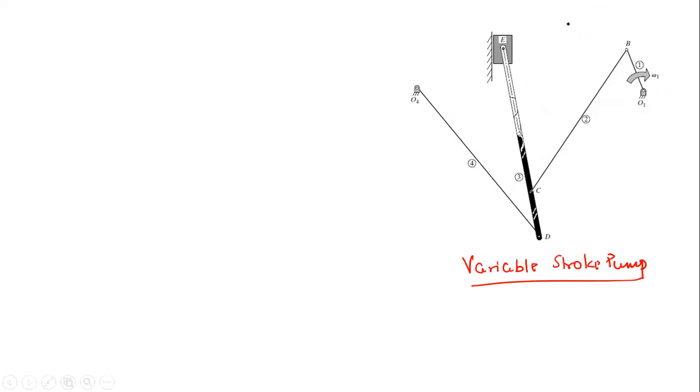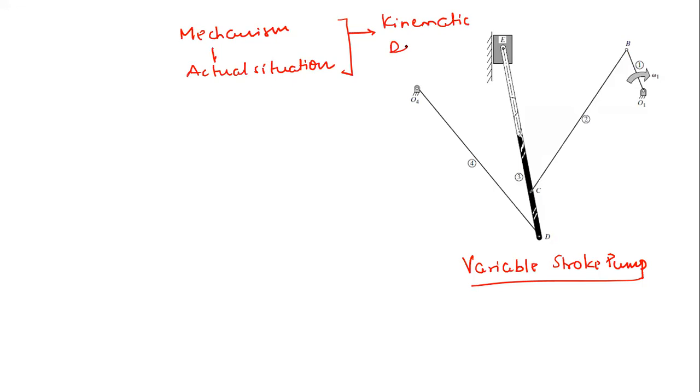The only thing I am interested in telling you is how mechanisms in actual, realistic situations are represented. If you have a mechanism in an actual situation and you are interested in analyzing it, we generally convert it into a kinematic diagram before analyzing. The kinematic diagram will be very useful when we study velocity and acceleration analysis. This is just called the kinematic representation of a variable stroke pump.